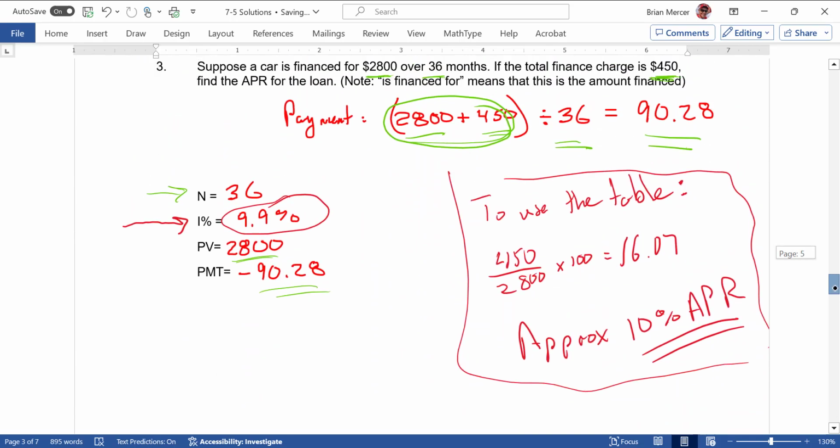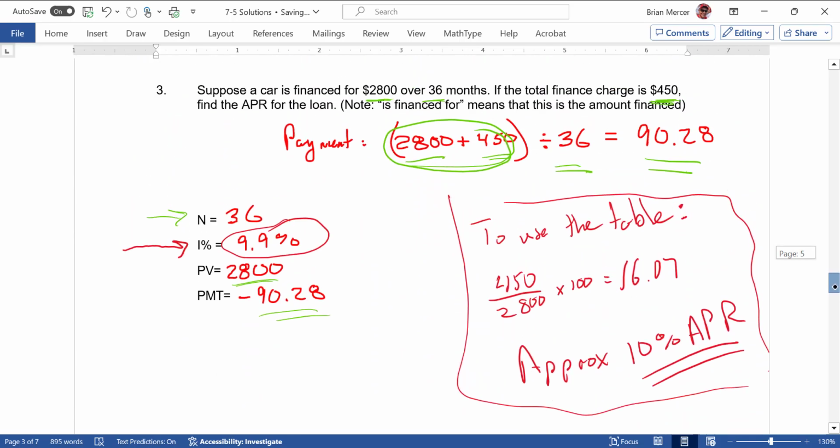If you use the table method, by the way, you divide 450 by 2,800 and then multiply by 100, so you get 16.07. And if you hunt that down in the table, you get 10%. And again, that's rounded to the nearest 0.5%. Using the calculator, it's actually 9.9% is the APR. So again, practicing both methods is important.